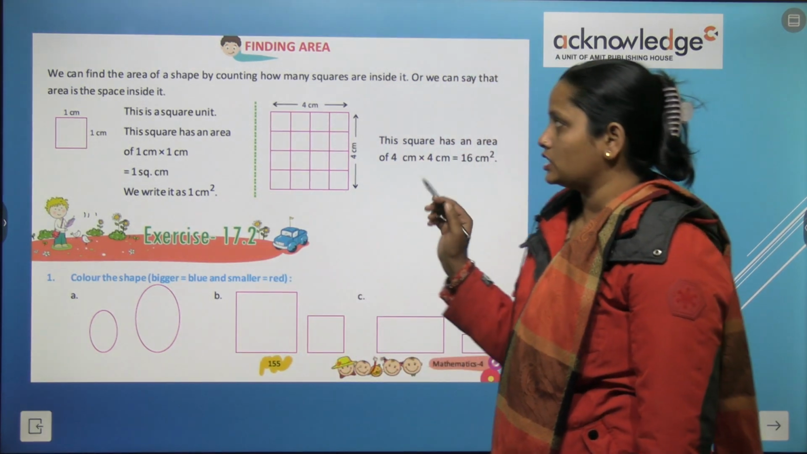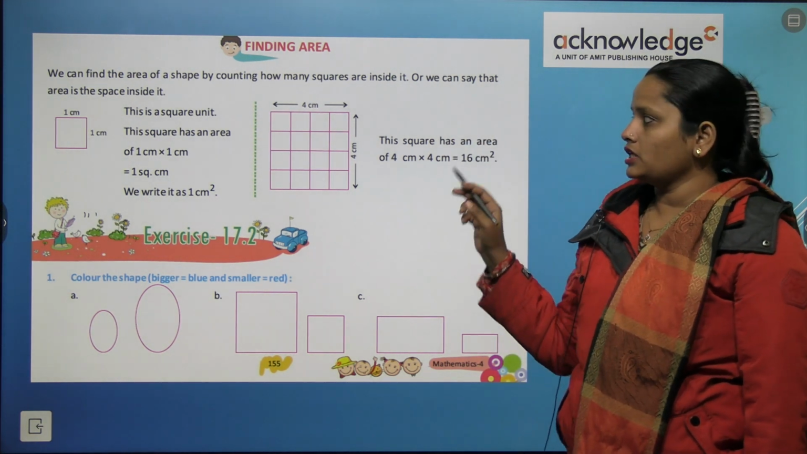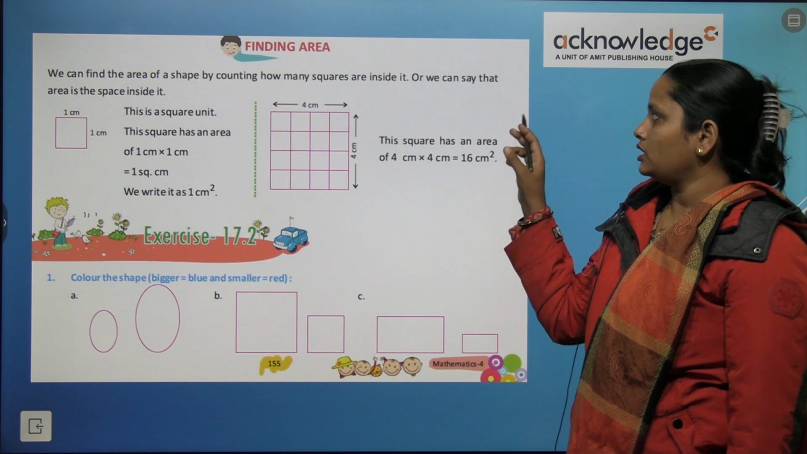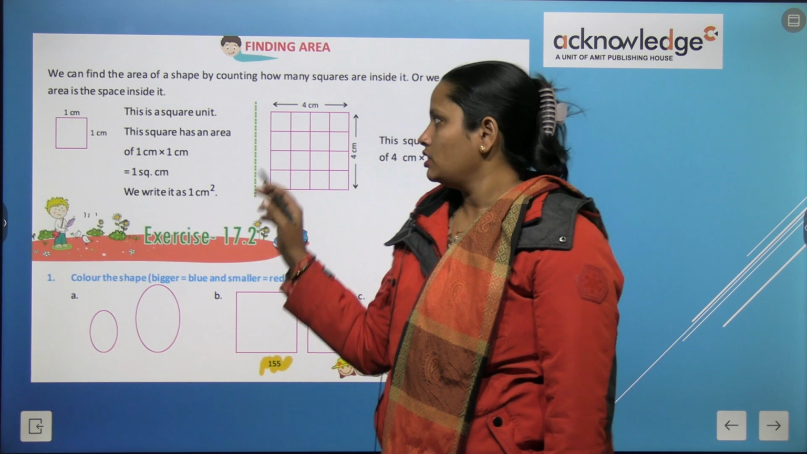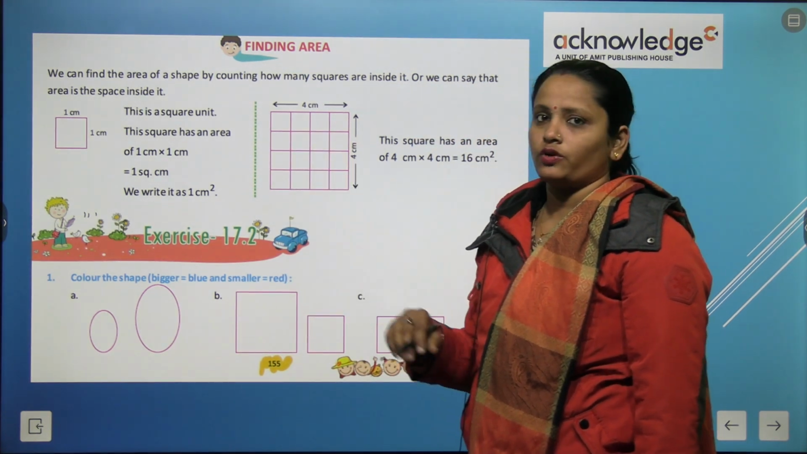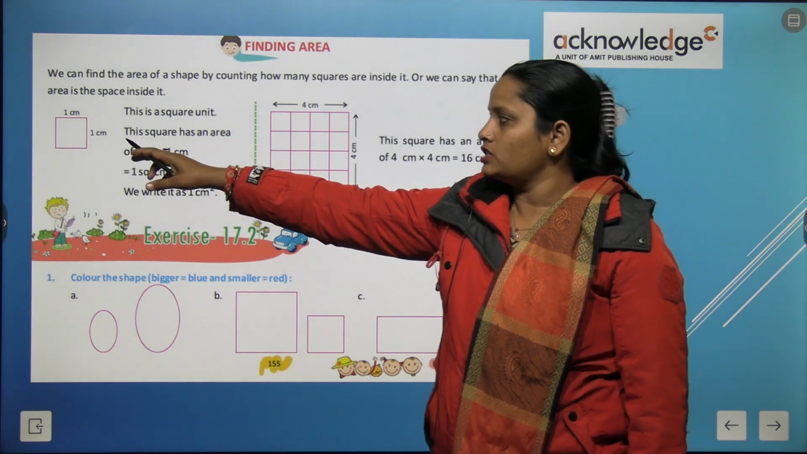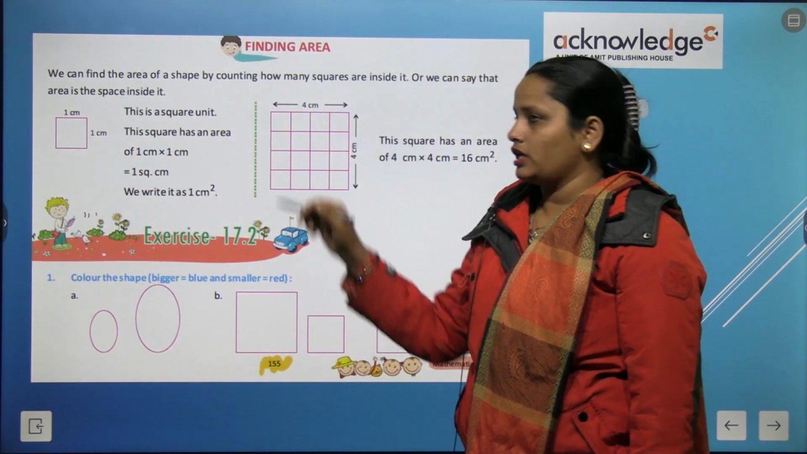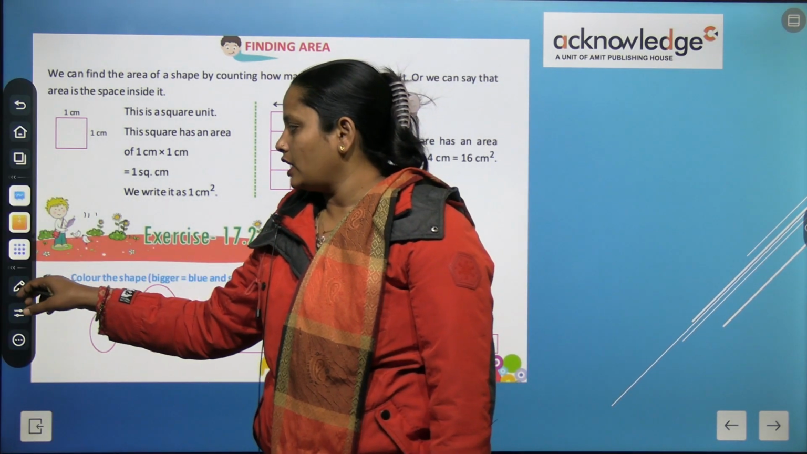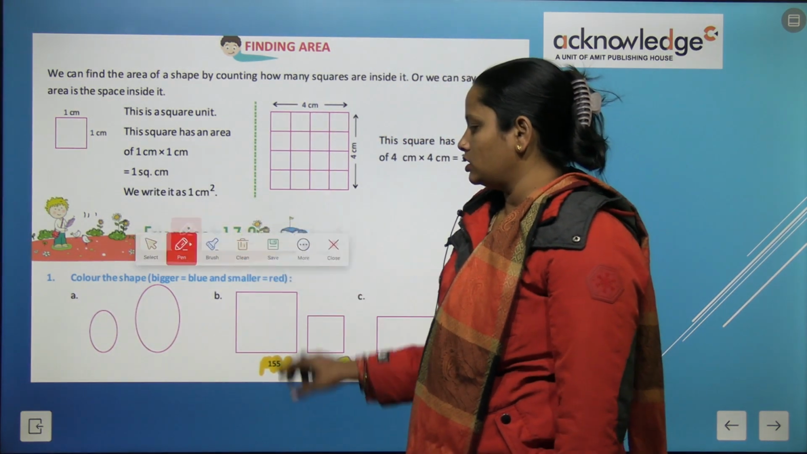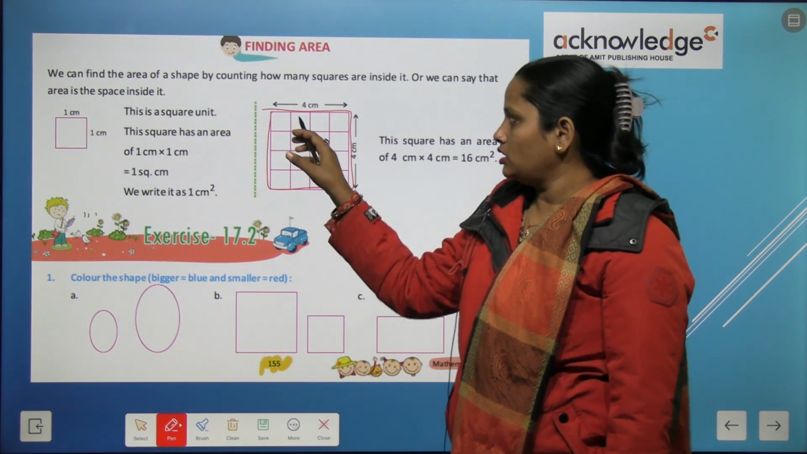We can find the area of the shape by counting how many squares are inside it. कितने squares है उसके according we can find out the area, or we can say that the area of the space is the space inside it. अब ये आपके सामने एक स्क्वायर है, इस स्क्वायर का एरिया फाइंड आउट करना है. You know that one small square is of 1 centimeter. एक छोटा स्क्वायर जो है वो 1 सेंटीमीटर का है, and we have to find out the area of this big square.